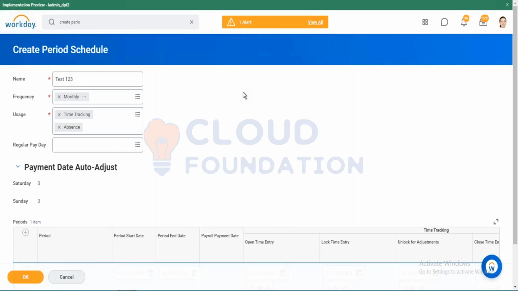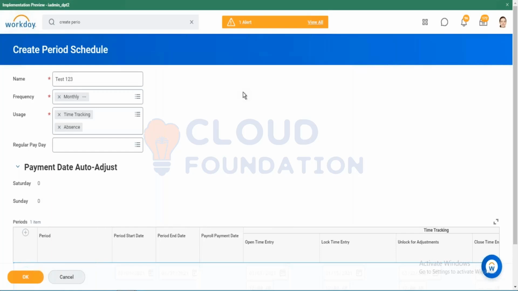Okay. I do it on a weekly basis. Every day I enter my time. So remember, this is the base. If the period schedule is not set up, Workday will not allow you to enter the time. Yes, this is the first base. Make it most important.